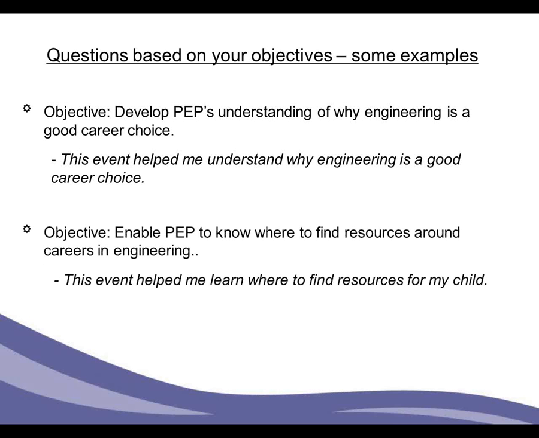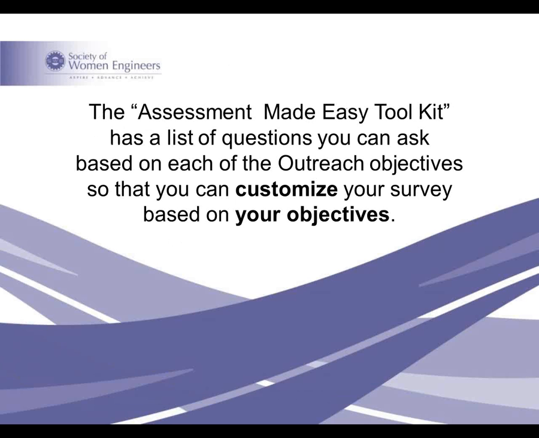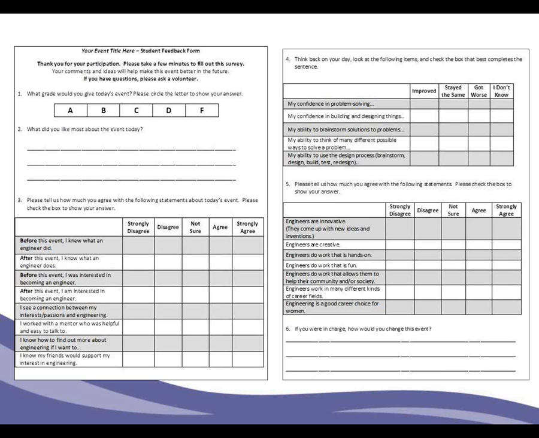If your objective is to enable PEP to know where to find resources around careers in engineering, you could ask the question, this event helped me learn where to find resources for my child. The Assessment Made Easy Toolkit has a list of questions you can ask based on each of the outreach objectives so that you can customize your survey based on your objectives. Here's what a survey might look like.